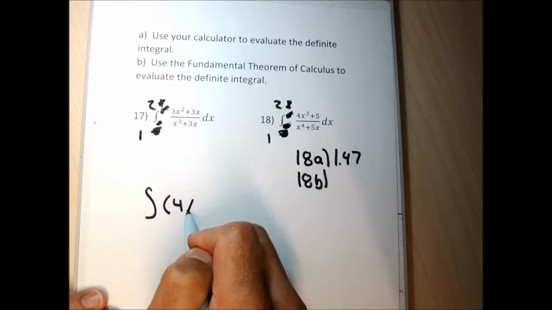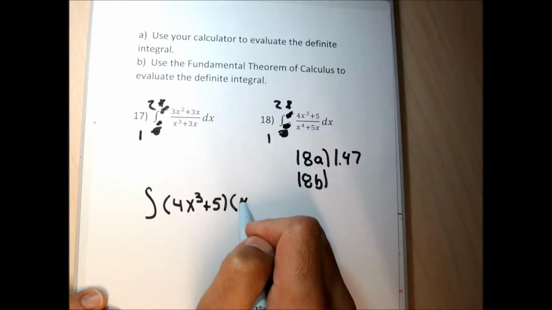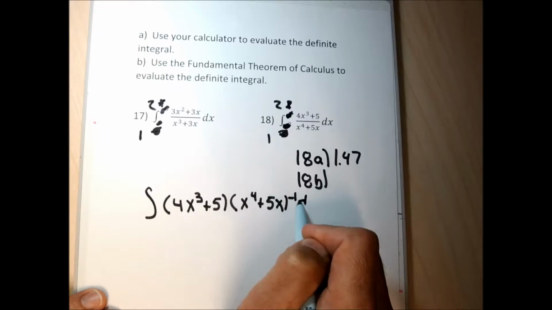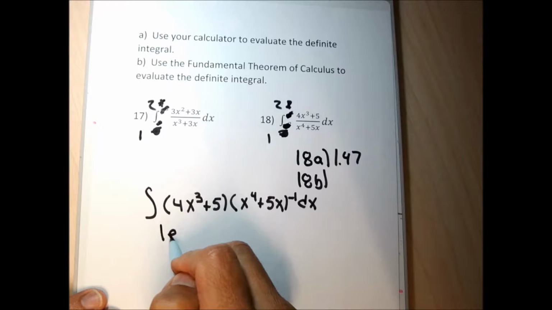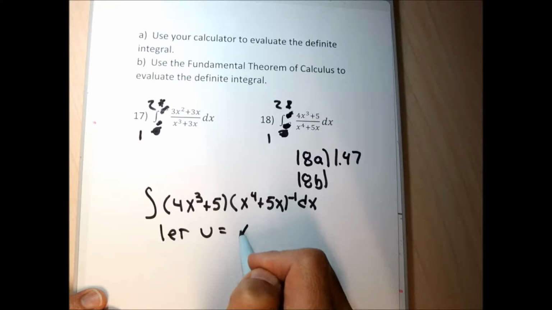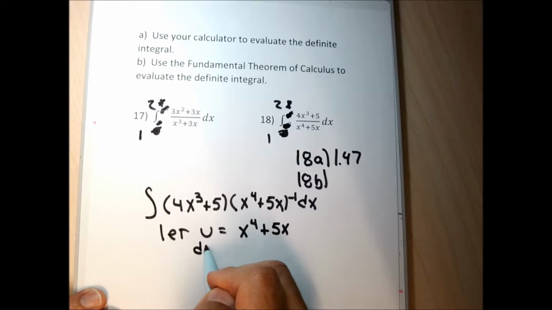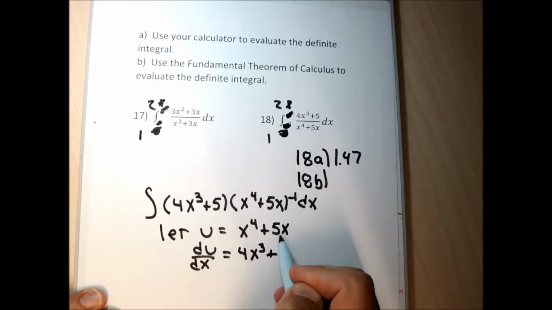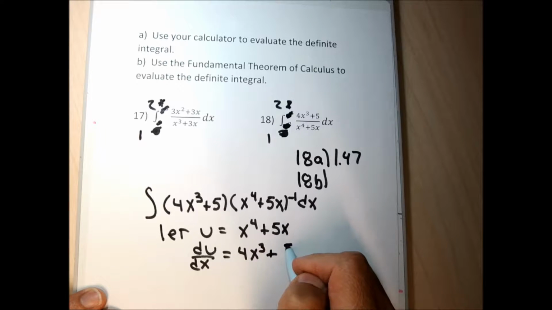So when I rewrite 18b, I'm going to bring the denominator up to the numerator and put it in parentheses with an exponent of -1. Now I'm going to do my u substitution. I'm going to let u equal x to the 4th plus 5x, then du dx. The derivative of x to the 4th is 4x cubed. The derivative of 5x is 5.